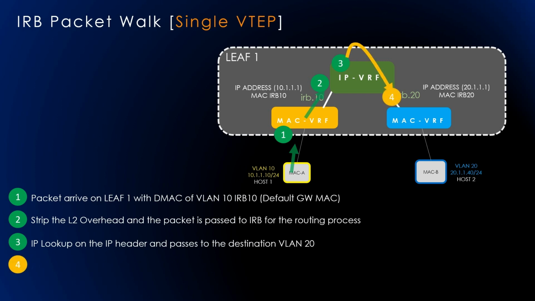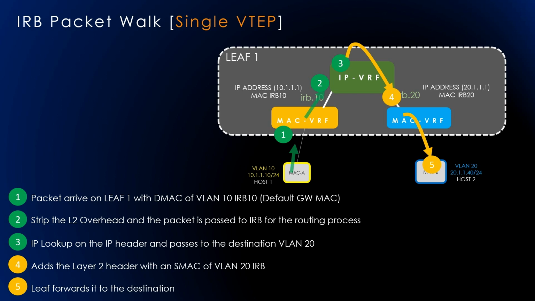20, where the routing process performs a lookup in the ARP table for VLAN 20 on the destination IP address, which is 21.1.1.40, and the lookup returns the MAC address of host 2. Subsequently, a layer 2 header is appended to the packet, featuring a source MAC address specific to the VLAN 20 IRB, and the leaf then processes and forwards the packet towards the intended destination.